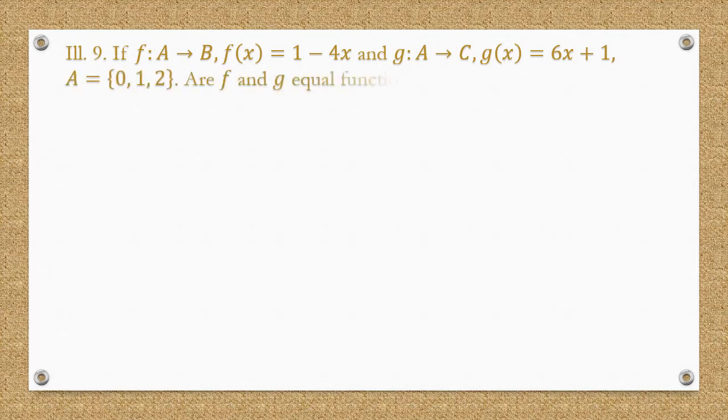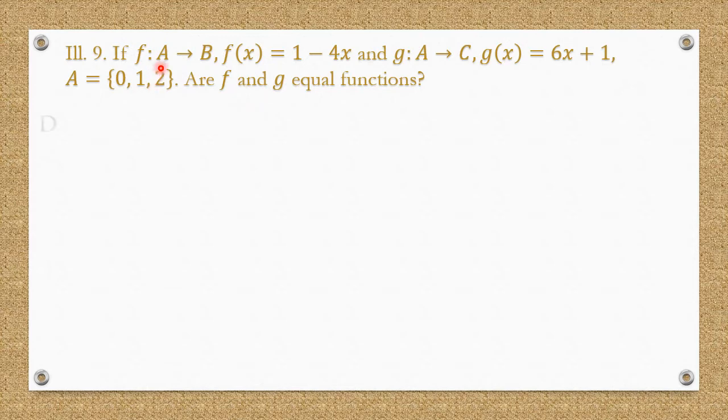Let us take one more illustration here. If f is a function from set A to B, f(x) is 1 minus 4x, and g is a function from set A to C, g(x) is 6x plus 1, and the value of set A, which is common in both the functions here, is 0, 1, 2. Are the f and g functions equal?